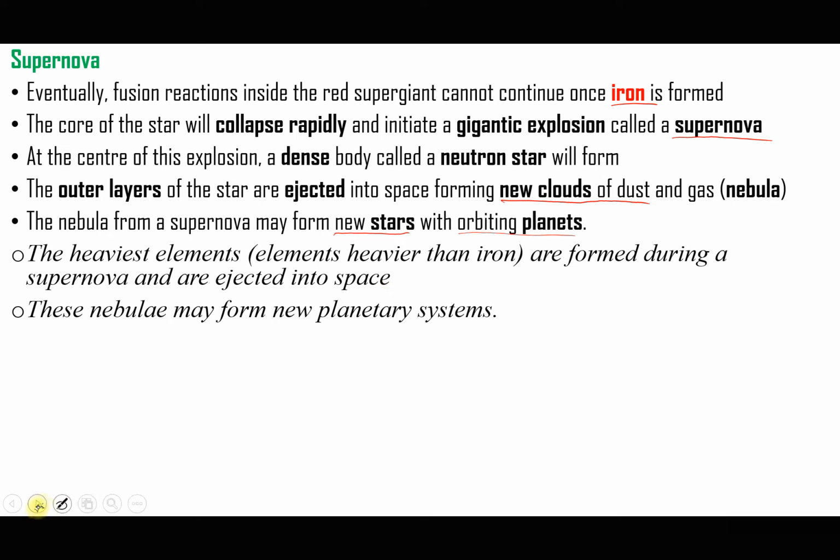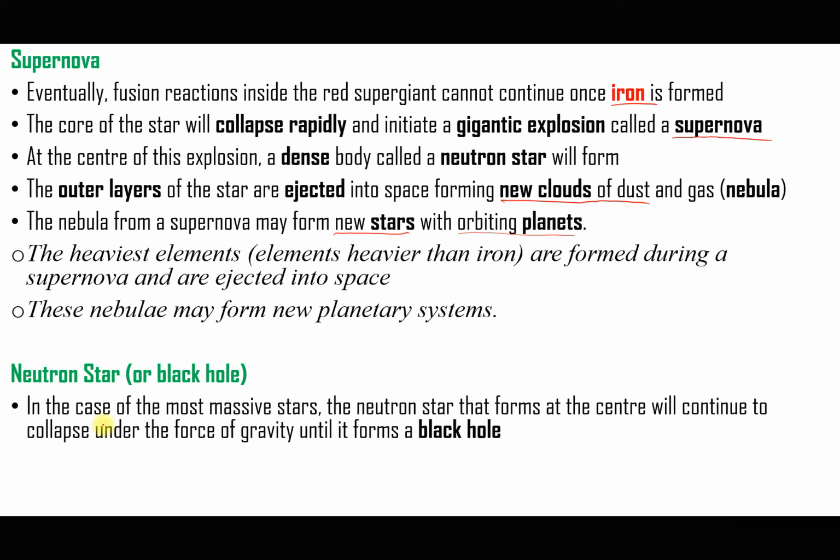Then I said after a supernova, a neutron star or a black hole could be formed depending on the mass. In the case of the most massive stars, the neutron star that forms at the center will continue to collapse under the force of gravity into a black hole. That is for massive stars. For lighter stars, if the core's mass is less than 3 solar masses, it just remains as a star.